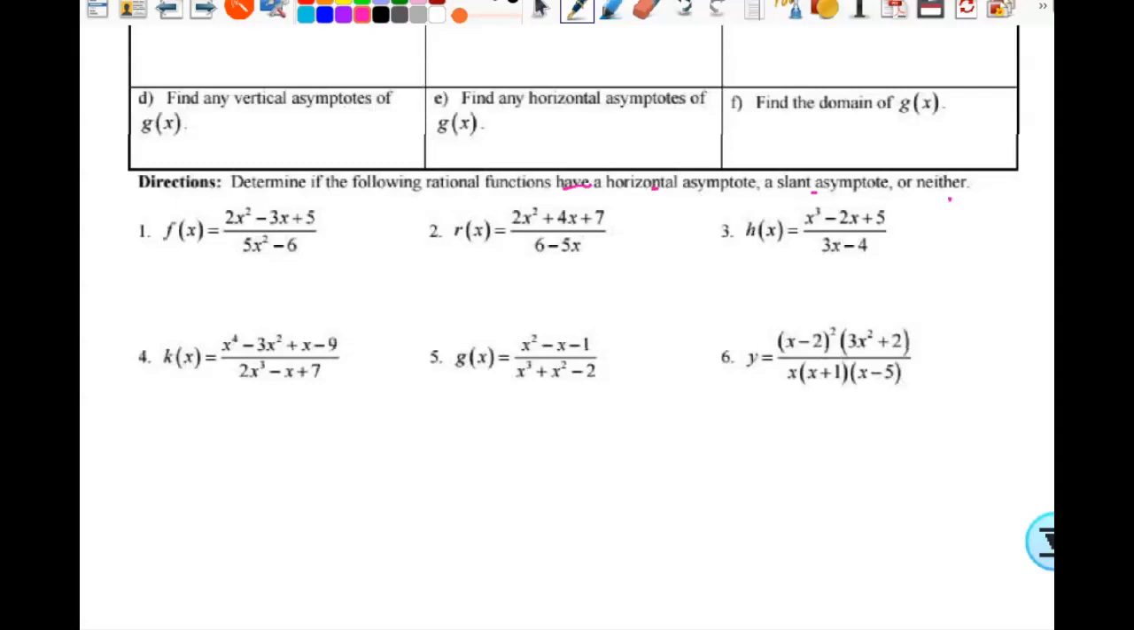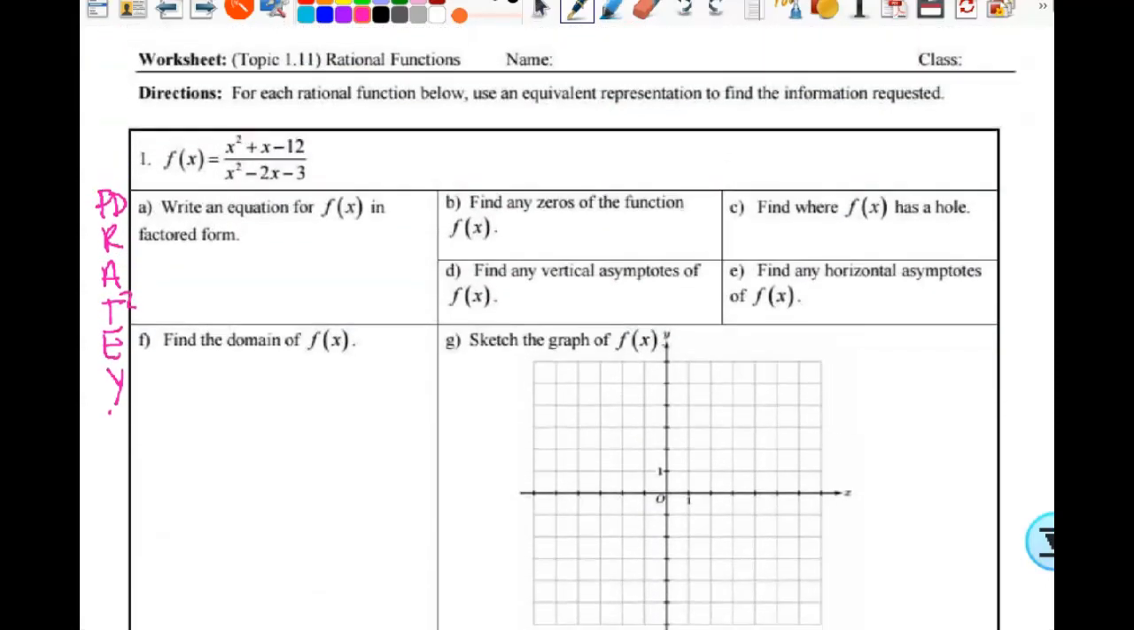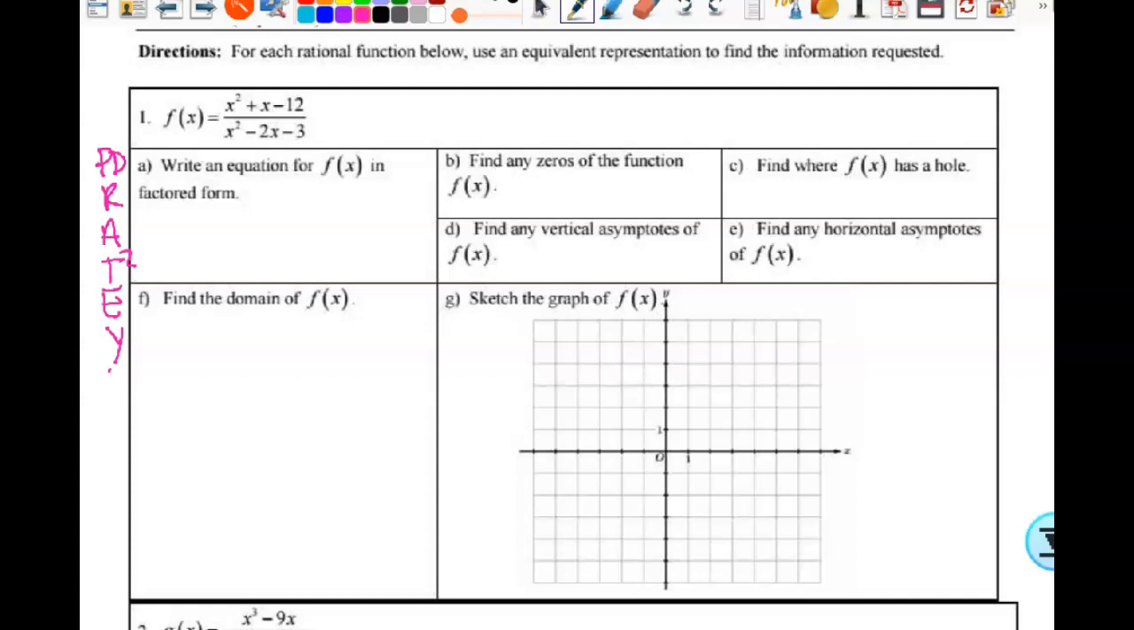Does that make sense? But I just wanted to remind you that PD ready exists, and you might want to actually go through and make sure you find everything that you need to be able to sketch this. And I think you'll be able to sketch it just fine. Okay?